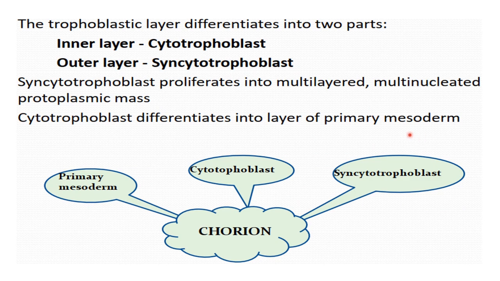The trophoblast is going to differentiate into two parts. It is going to give an inner layer, which is known as the cytotrophoblasts, and then the outer layer known as the syncytial trophoblasts. The syncytial trophoblasts are going to proliferate, and it becomes a multi-layered, multinucleated protoplasmic mass. And the cytotrophoblasts will also differentiate into a layer of the primary mesoderm.